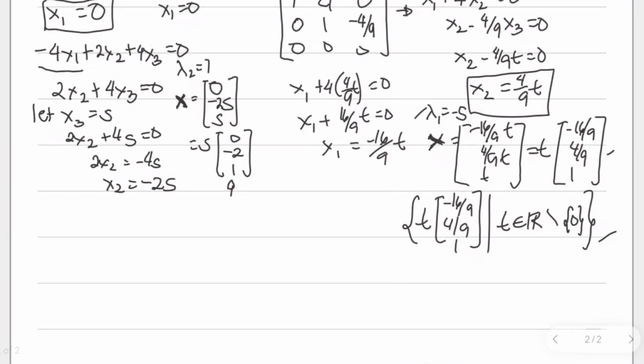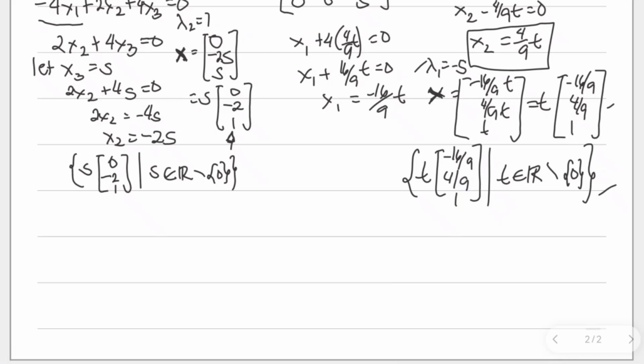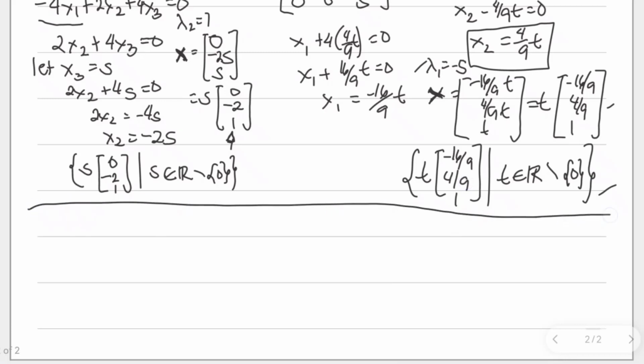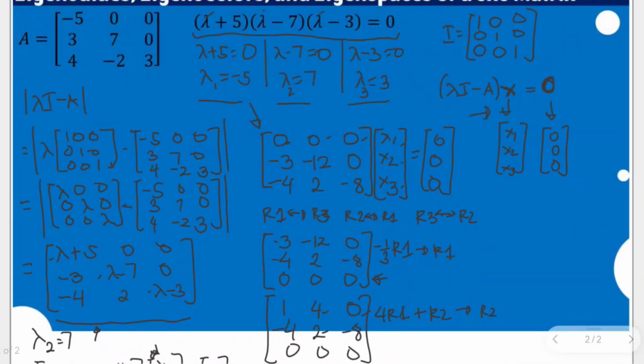And to generalize the entire possible values, you will have your eigenspace here, the set of s times (0, negative 2, 1), such that s is an element of R, but not an element of the set containing the 0 vector. So let's have the last one. I still have a lot of space here. Hopefully this is enough. The last eigenvalue is 3, right?